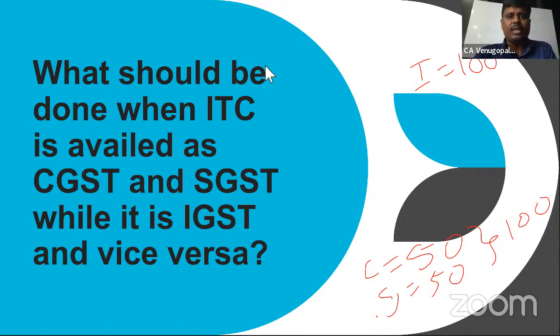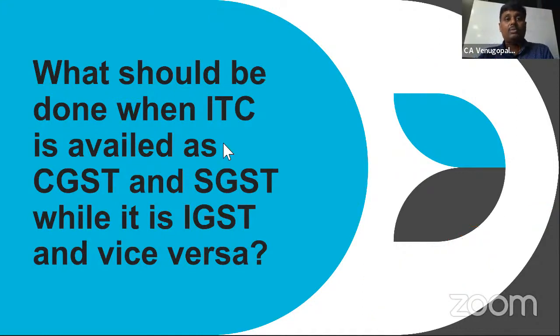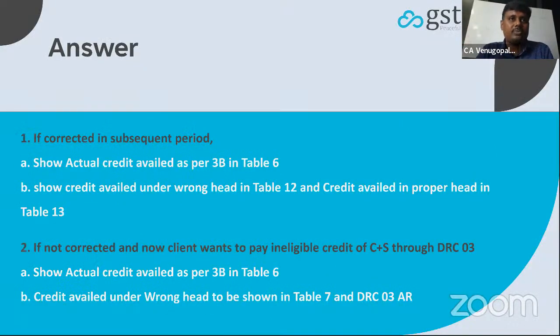There's no difference in the total, but there is an interchange that has happened between CGST, SGST and IGST. And it could have been vice versa. This is a common mistake that happens. Now, how do I correct it and report? Again, I cannot give a straight answer to it. First, let me start with how to correct it if it is corrected in a subsequent period. So how do I correct it?